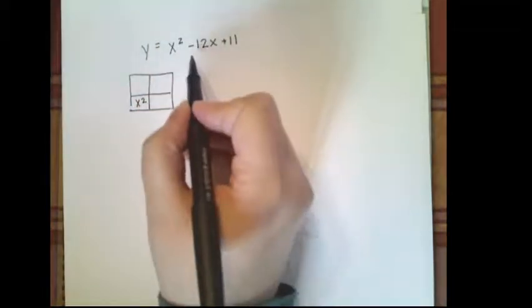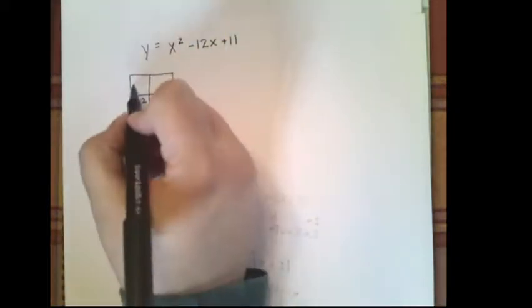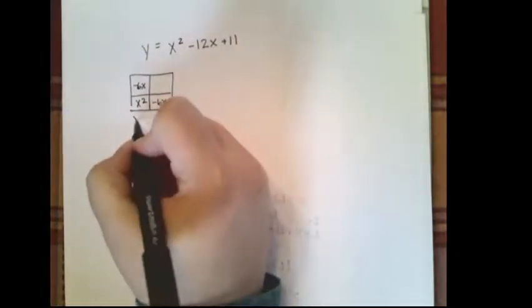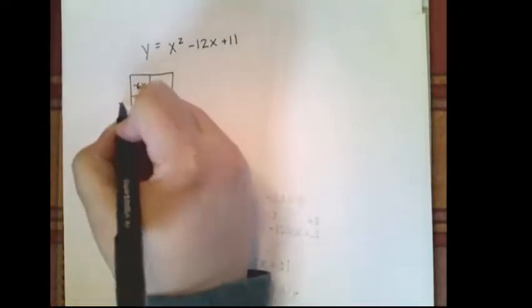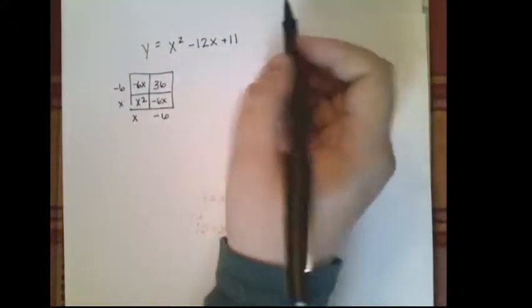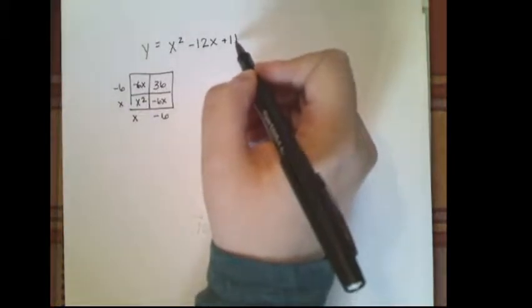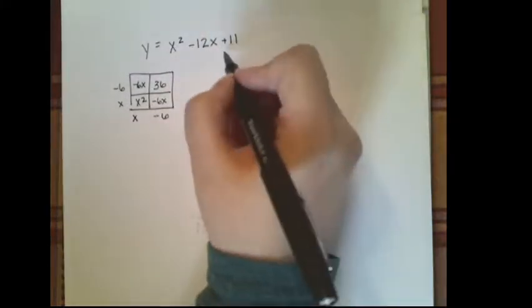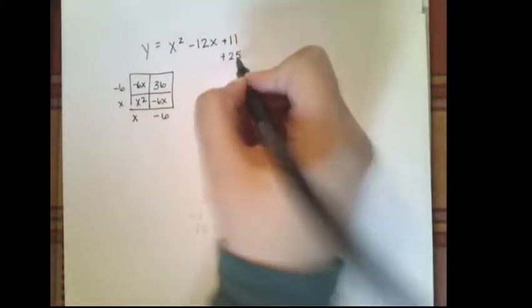So we're going to start with our square again. Plug in our x squared. Take our x's, it's a negative 12x, and split it in half. So we have a negative 6x and negative 6x. Fill in our outside. And then multiply to get the remaining box. So now, what do we need to do to 11 to get 36? Well, that's adding 25.